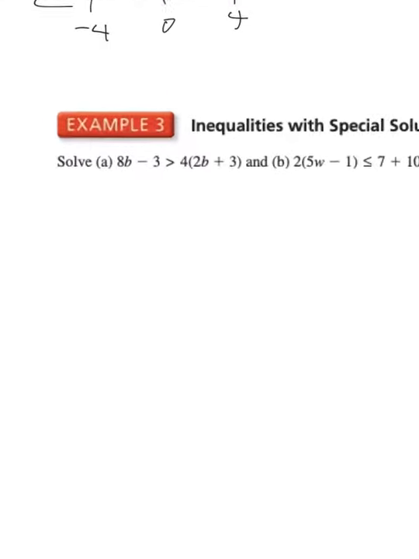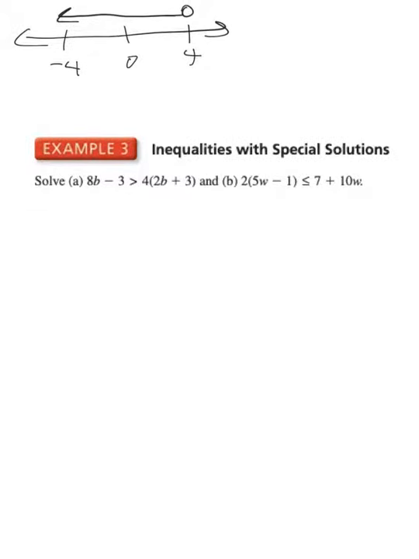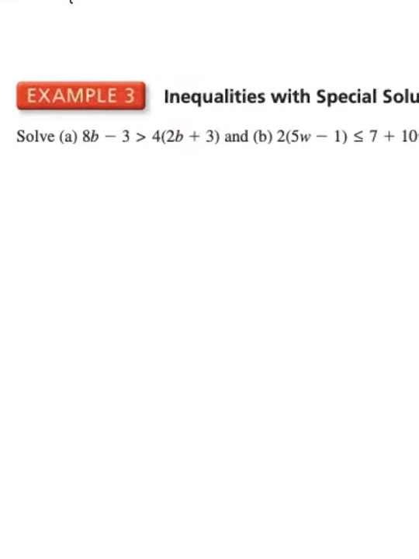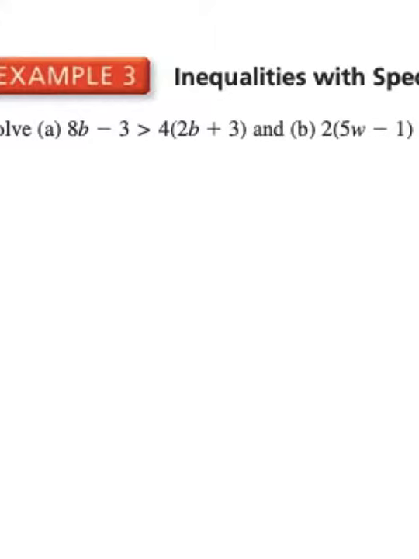Here is inequalities with special solutions. Now, special solutions are similar to what we saw with equations when we had all solutions or no solution, things like that. So let's take a look at these two and see what they give us. Let's go ahead and try A. On the right-hand side, notice we're going to need to distribute, but let's go ahead and rewrite. I got 8b minus 3 is greater than 8b, that's 4 times 2b, plus 12.